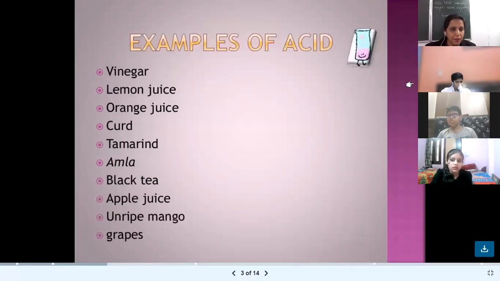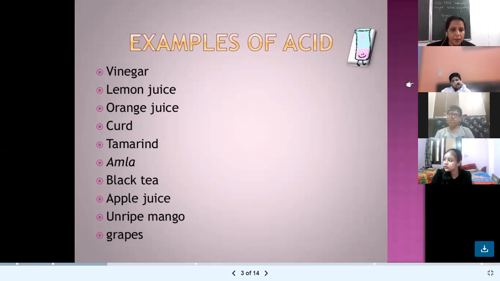In the next slide there will be the bases. Children, kindly learn it. Examples of acids: you can see all these eatables that contain acids. Vinegar, which we use frequently at our home, lemon juice, orange juice, curd, tamarind, amla, black tea, apple juice, unripe mango, grapes. All these things contain acids.